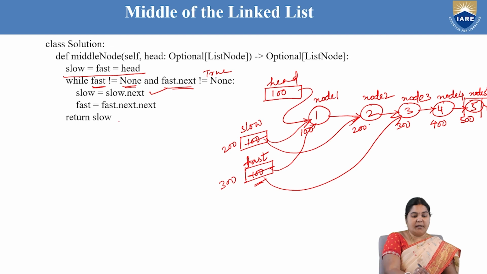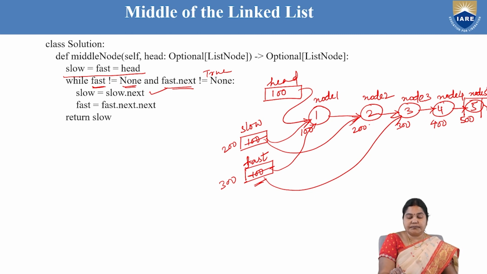Hope it is clear. Now next time, fast is 300. Is 300 not equal to None? No, it is a valid address too. And fast's next, 300's next, is how much? 400. It is not equal to None. Yes, it is not equal to None.